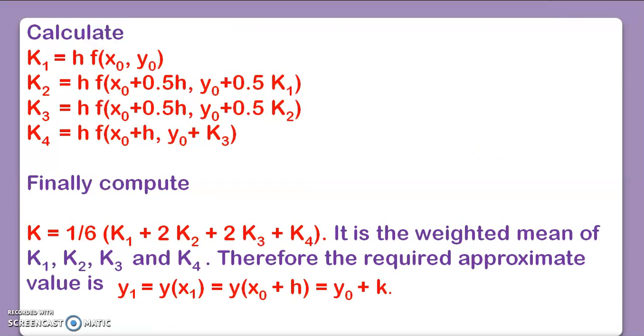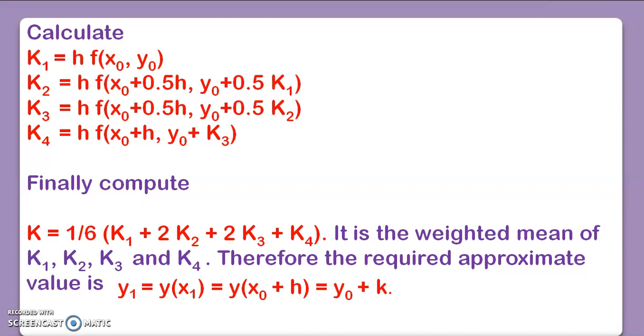Here basically we are going to calculate k1, k2, k3, k4. So k1 is h f(x0, y0), k2 is h f(x0 + 0.5h, y0 + 0.5 k1). Some others will write h f(x0 + h/2, y0 + k1/2). k3 is h f(x0 + 0.5h, y0 + 0.5 k2). k4 is h f(x0 + h, y0 + k3). So this is for the first approximation.